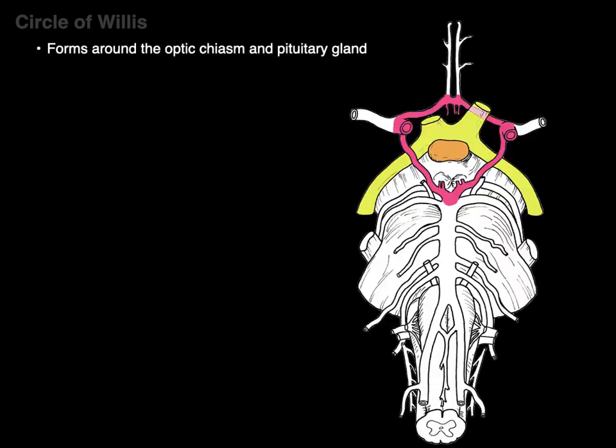Pretty cool, eh? And the circle of Willis is formed around the optic chiasm and pituitary gland. So there is the circle of Willis in red, and then in yellow is the optic chiasm, which is the cross formed by our two optic nerves. And there's the pituitary gland infundibular stalk as well. The circle of Willis is around them.